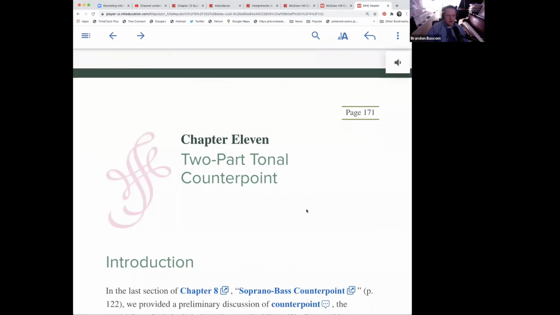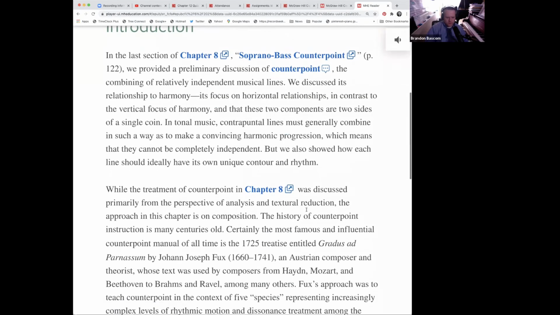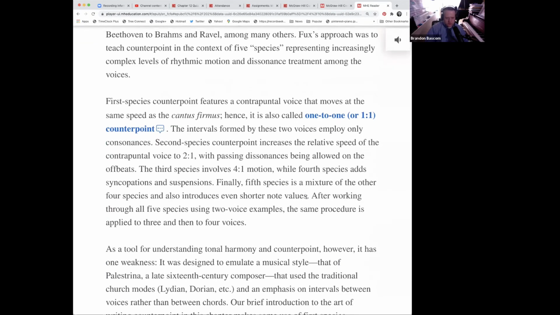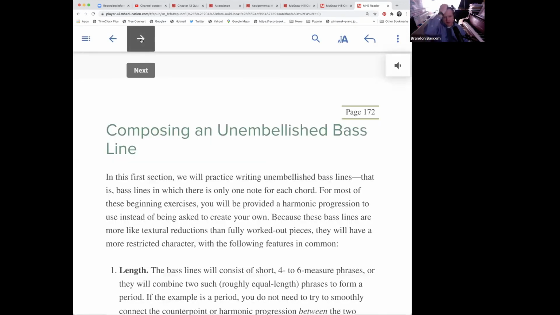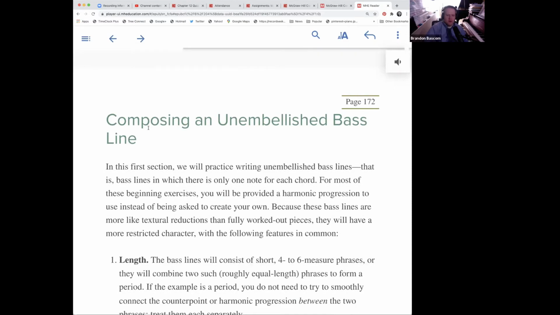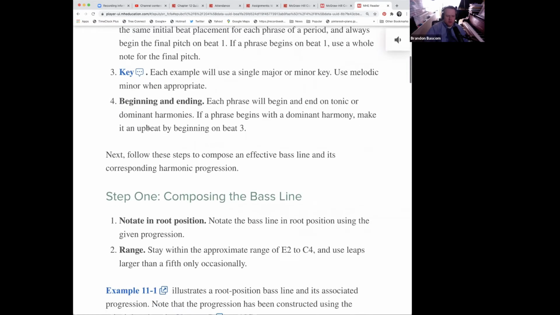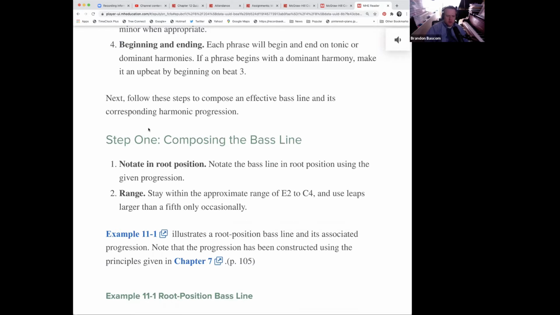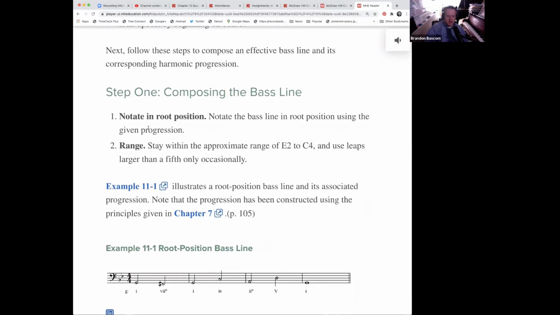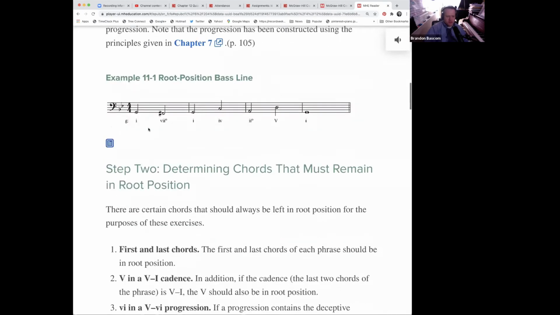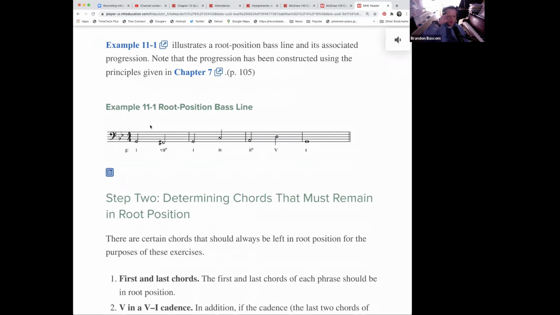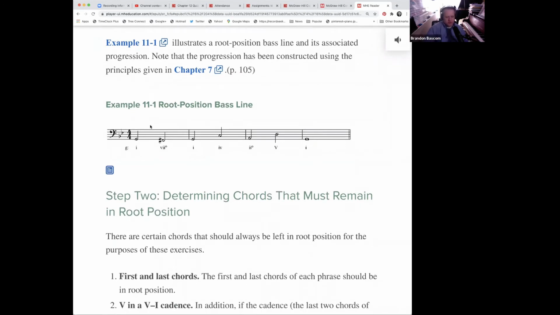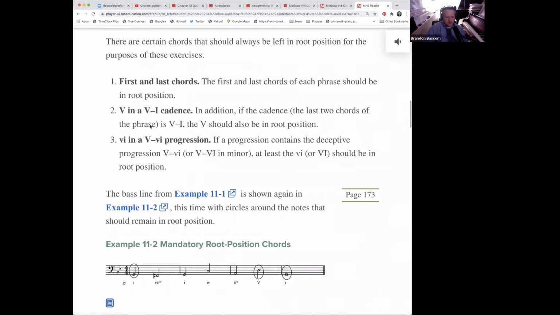Okay, two-part tonal counterpoint. In this chapter, we learned about one-to-one species. Remember that? Everything was half notes. Everything moved at the same kind of speed, right? And we were restricted to staying in root position and restricted to a range that was pretty short. Do you remember all these rules?